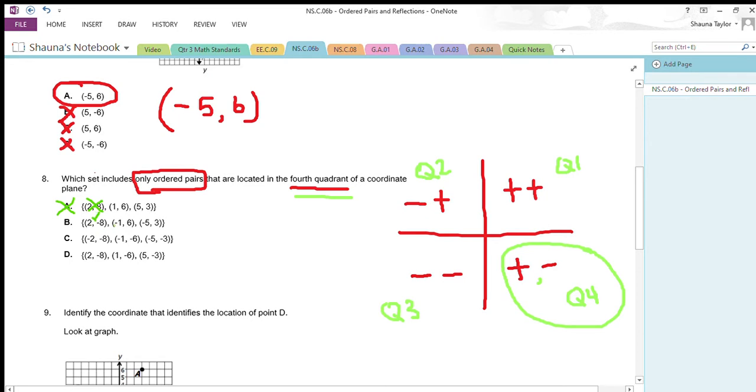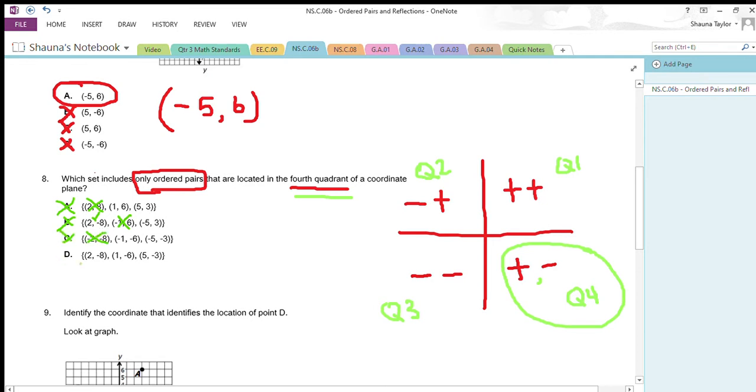Okay, let's look at the next one. The first number is negative. The second number is positive. Okay, I need it the other way around. I need a positive and a negative. So this one makes it wrong. So B is gone. Okay, let's go to C. The first number is negative and the second number is negative. Well, that's quadrant 3. They want quadrant 4. So because both numbers in the ordered pair are negative, it cannot be C.